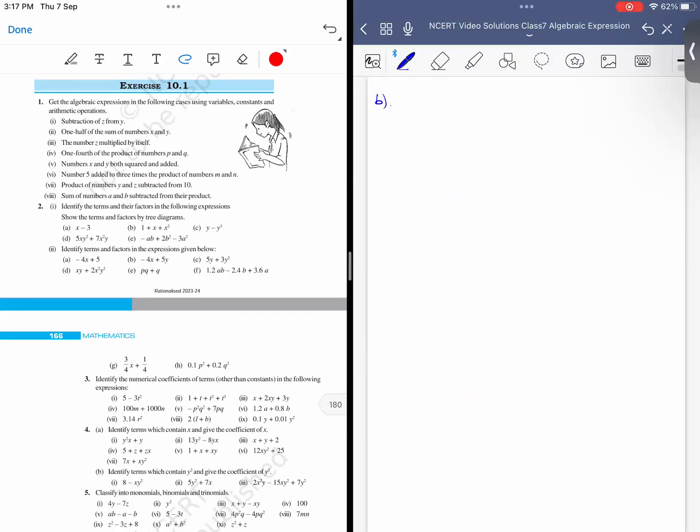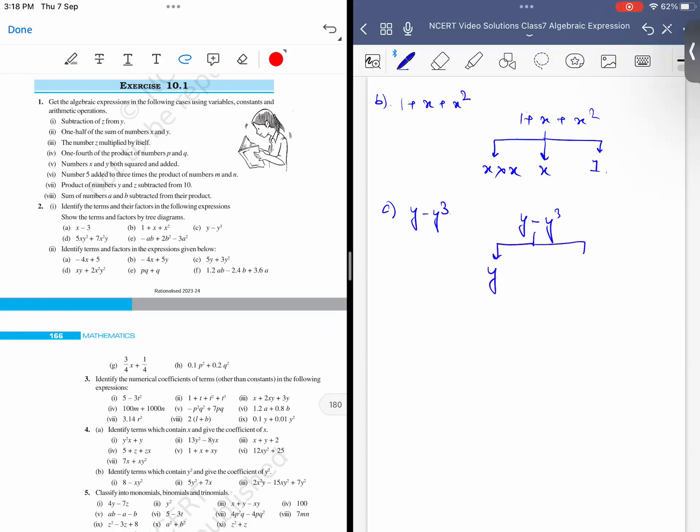Next, B part. 1 plus x square. X square can be x into x, and then 1. Total of 3 terms. C, y minus y cube. So y minus y cube means there is a term y and there is a term minus y cube, so minus 1 into y into y into y. So this is how we will do.